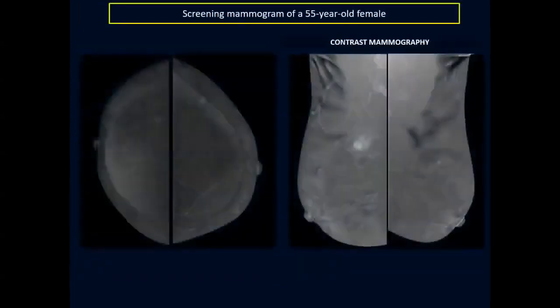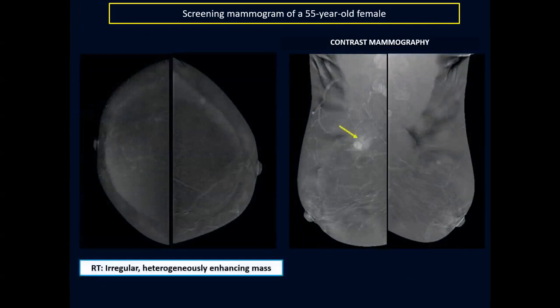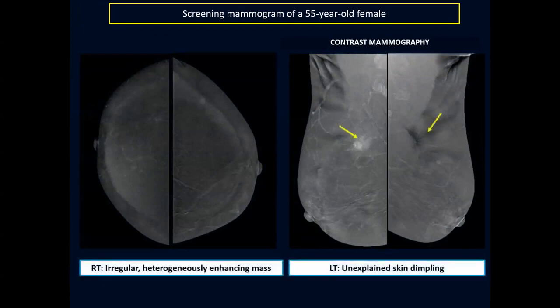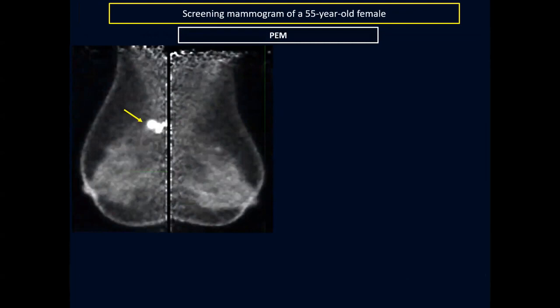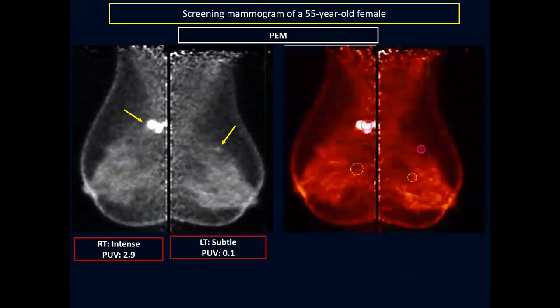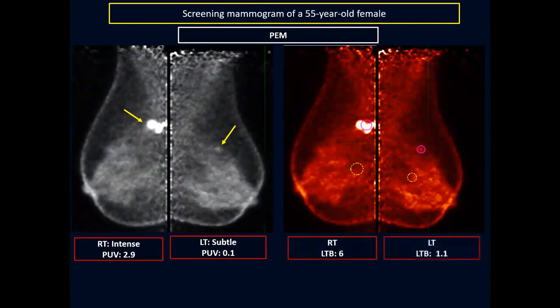This was the contrast mammogram of the patient, and only the lesion on the right side showed intense contrast uptake, but there was an unexplained skin dimpling on the left side. PEM was requested, and on the right side, she had an intense radiotracer uptake with a PUV value of 2.9, while on the left side, there was a faintly enhancing nodule with a PUV value of 0.1. When measuring the lesion to background activity, it was 6 on the right side and 1.1 on the left side.